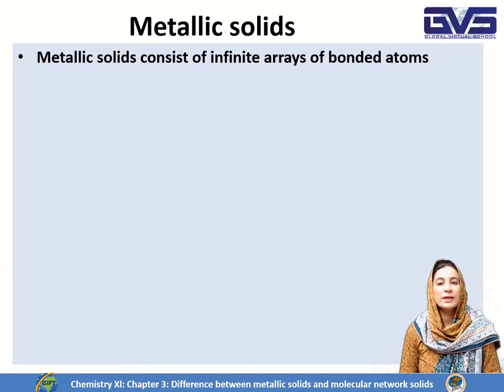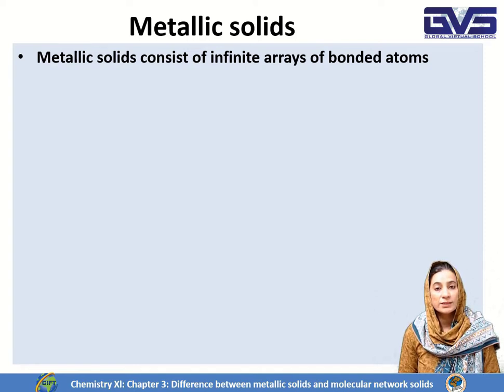First of all, what is metallic solid? Metallic solids consist of an infinite array of bonded atoms. In this case, bonded atoms are arranged infinitely. There is no limit to this arrangement. They are just arranged in three dimensions, x, y, and z axis.